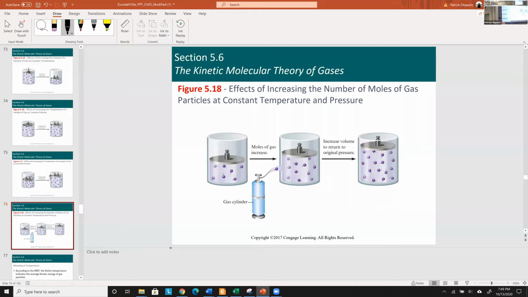This is just summarizing. Now, if you increase the amount of moles and keep the pressure constant, in order to maintain that pressure, the piston is going to expand and the volume is going to increase. And that's what's going to happen here.